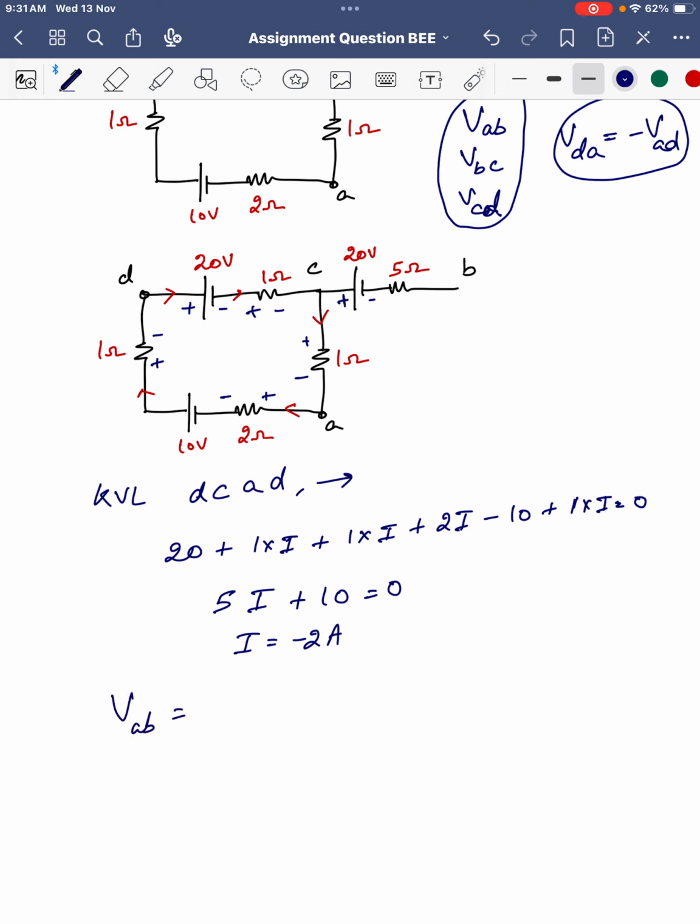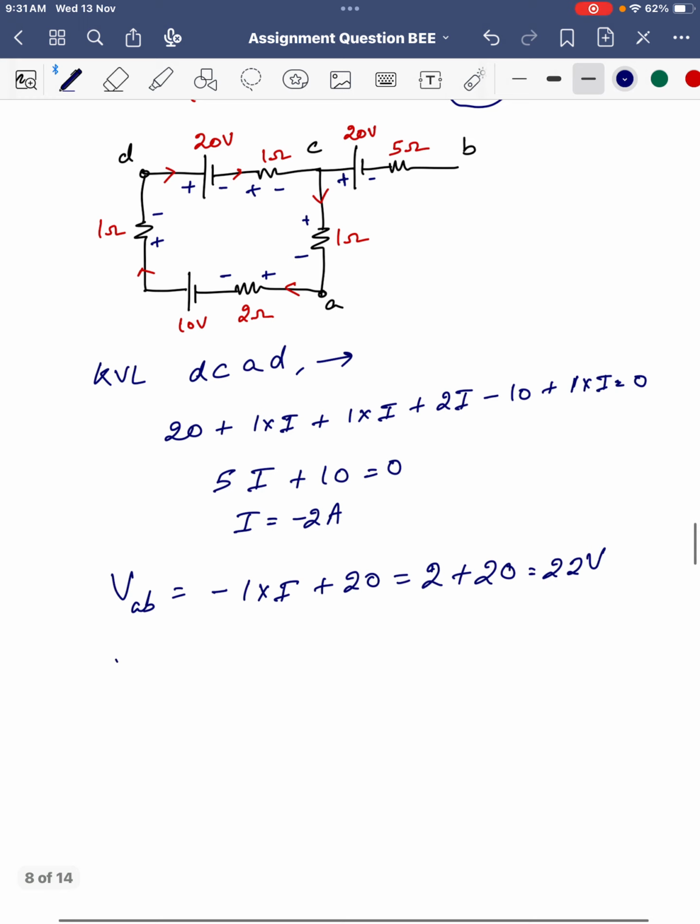First is VAB. So AB is where? This is A and this is B. AB is asked, so just move from here to here, right? Just add all those things. That is first come minus. So minus 1 into I plus 20 is equals to how much? Put the value of the current. So this is 2 plus 20. This is 22 volts. That's the answer of VAB.